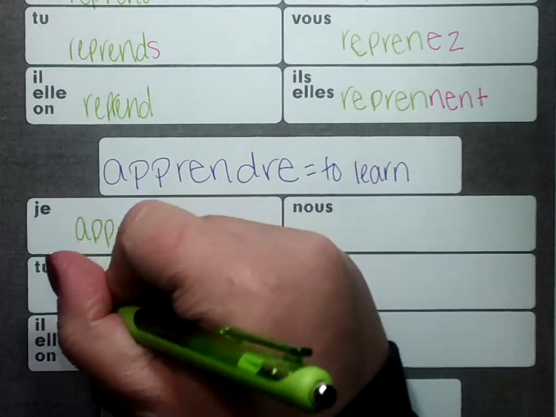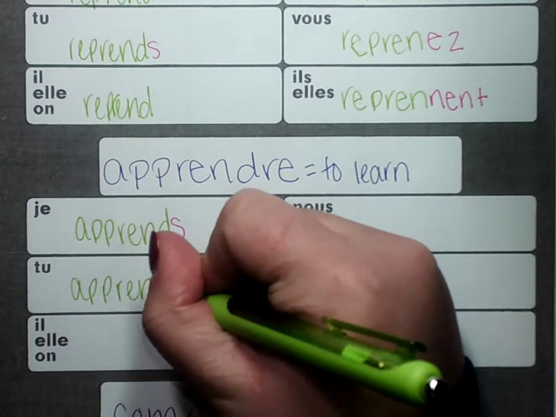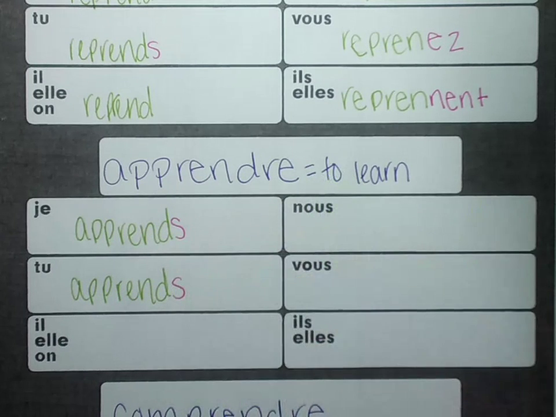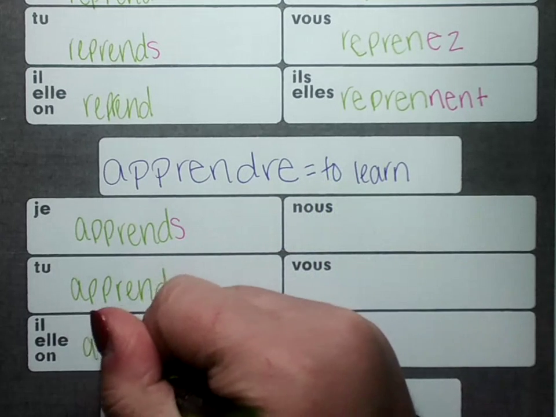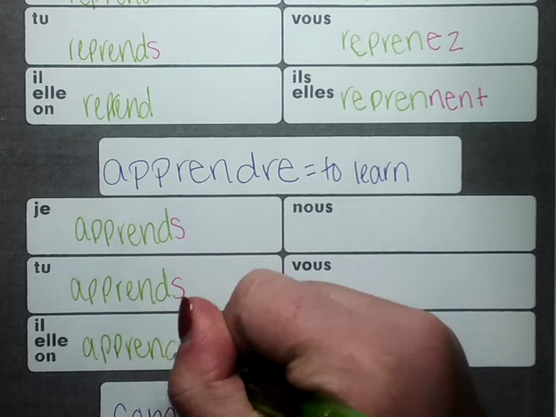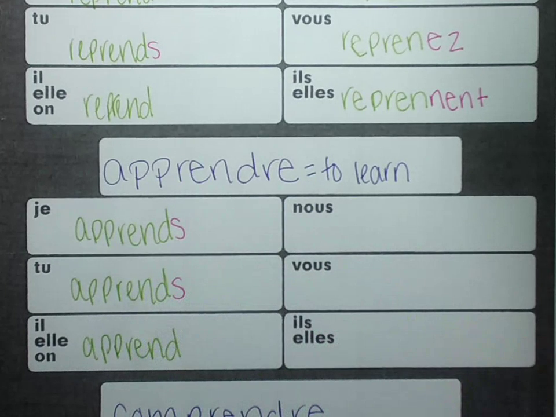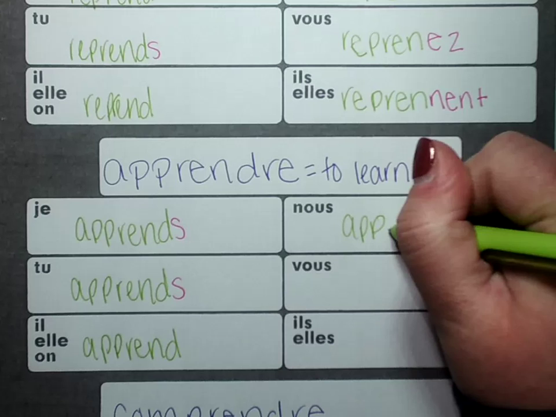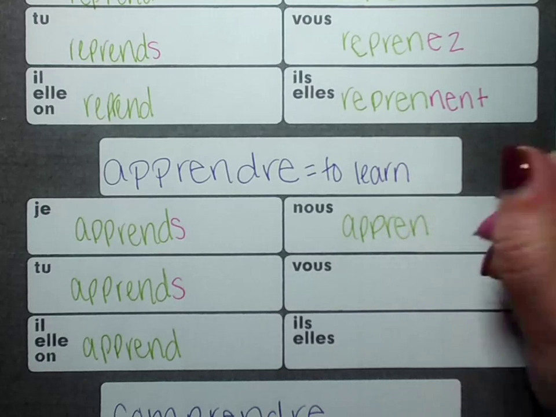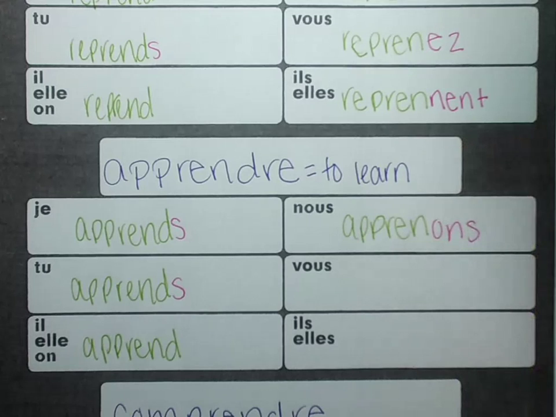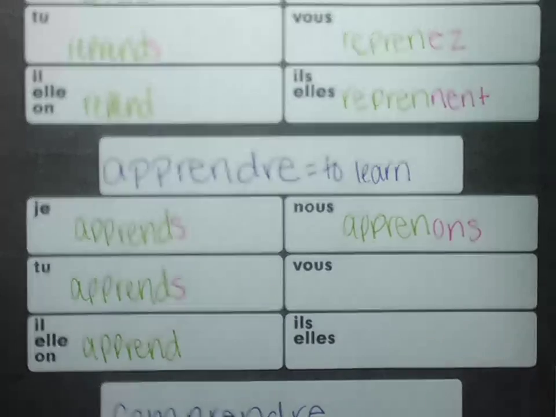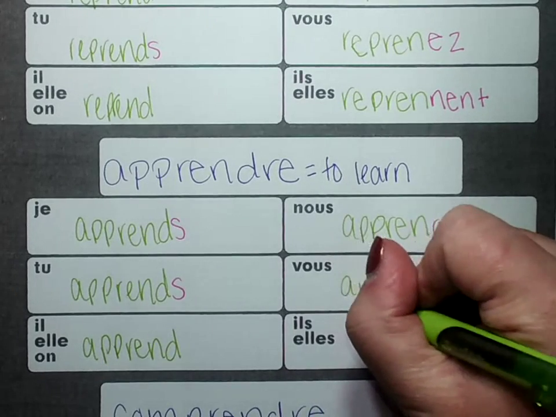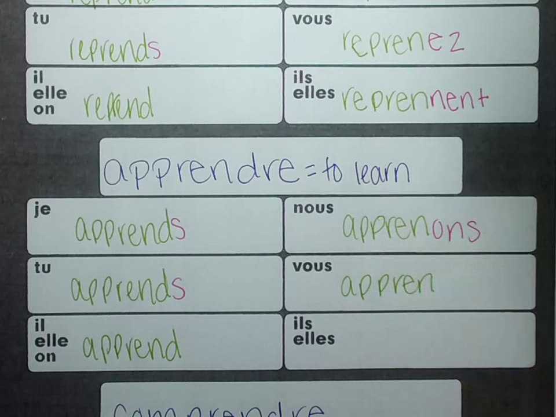For tu, we're going to write apprend. Add your S. Il, elle, on. Remember, you just write the stem. For nous, remember, we dropped Dre, so we're going to write our stem, apprend. Add your ending onto the end, O-N-S, so apprenons. Next is vous. We're going to write our stem, apprend. And vous, so easy because it ends in an EZ. Apprenez.